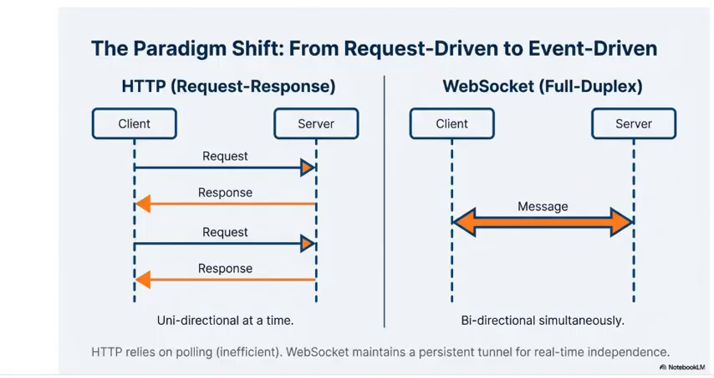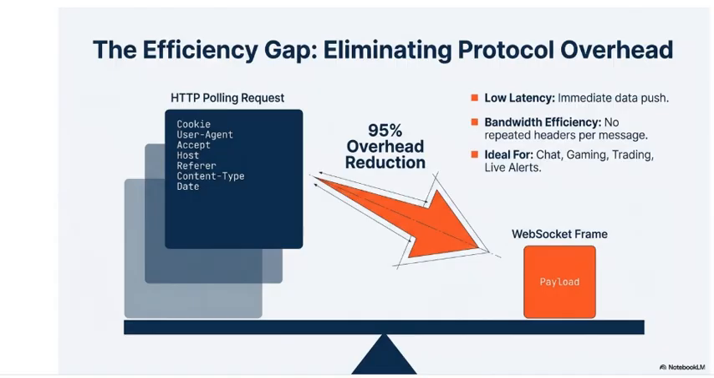You've got cookies, user agent strings, accept headers, referrer data. I mean, the source notes that to send just one byte of data like the letter A, you might be wrapping it in 800 bytes of headers. 800 bytes of metadata for 1 byte of payload. And if you're polling every second across thousands of users, that's a massive amount of wasted bandwidth. It's like sending a semi-truck to deliver a single envelope.